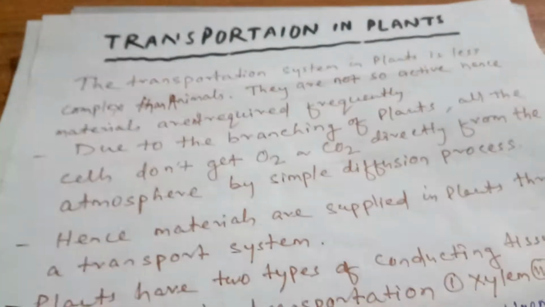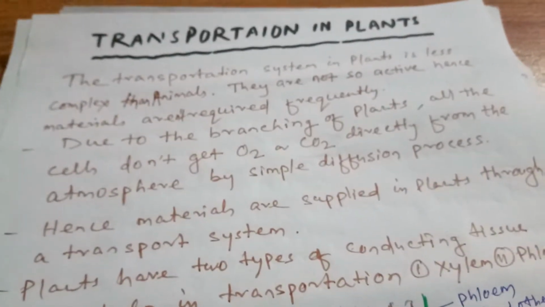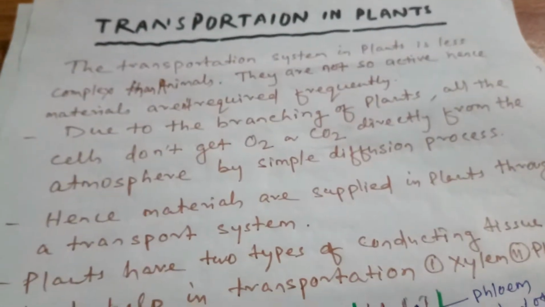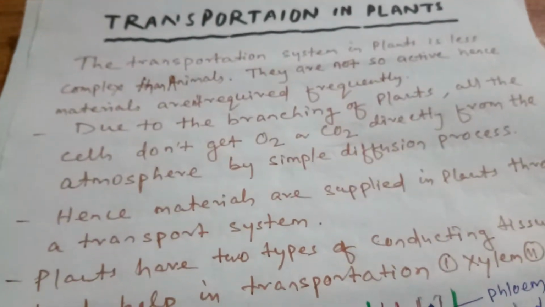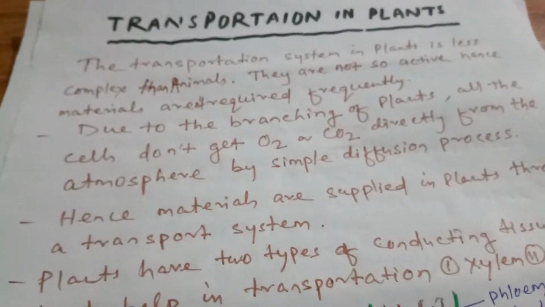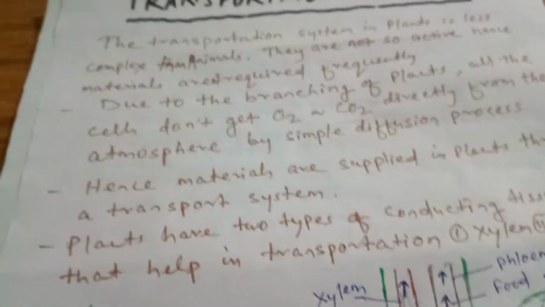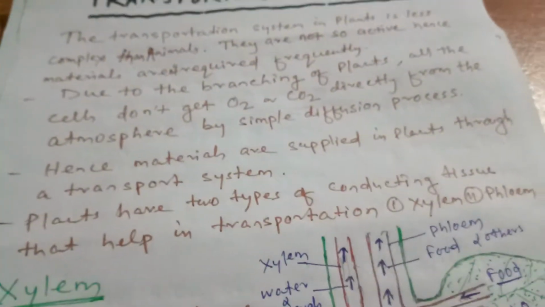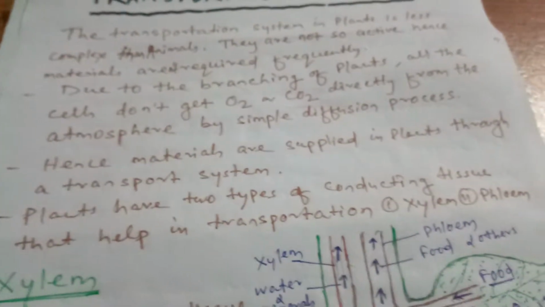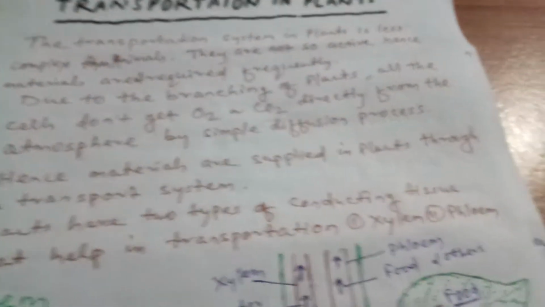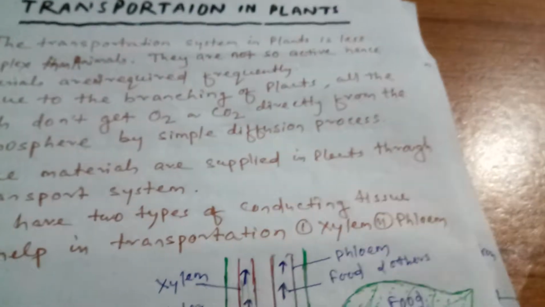Due to the branching of plants, all the cells do not get oxygen and carbon dioxide directly from the atmosphere by the simple diffusion process. Hence, the materials are supplied in plants by a transport system. Plants have two types of conducting tissue that help in transportation, one xylem and the other phloem.